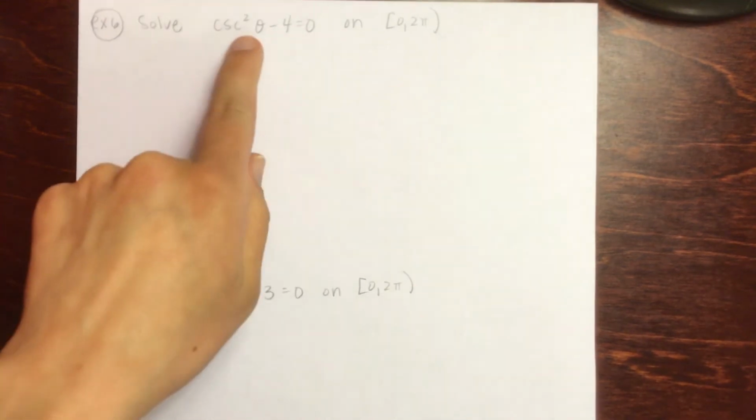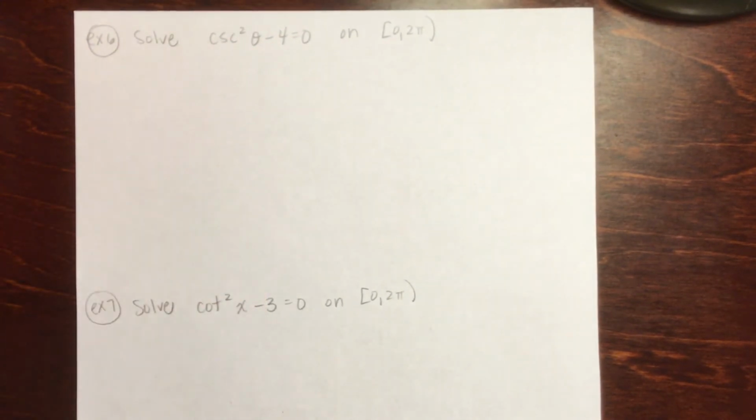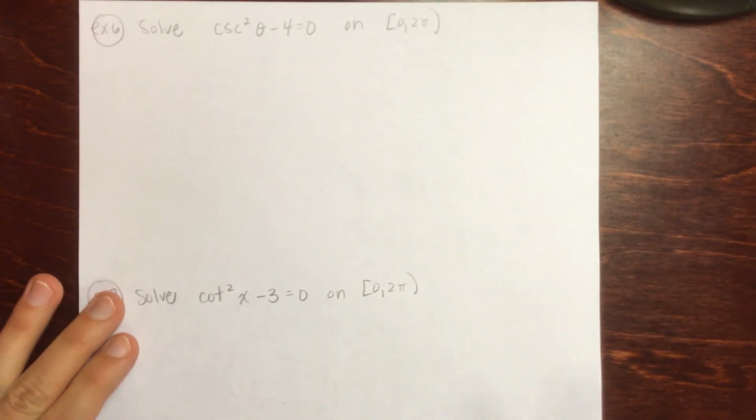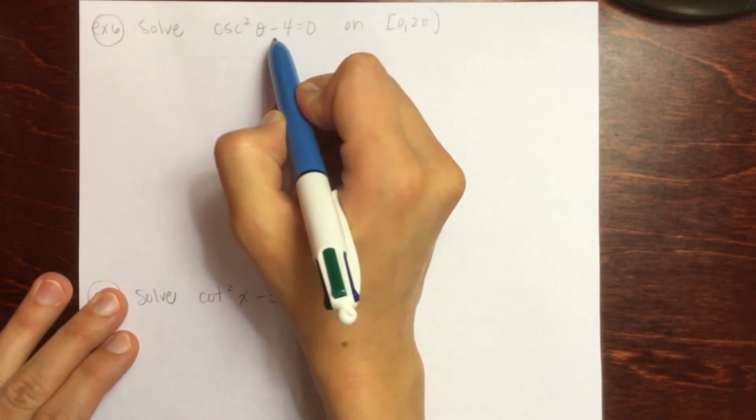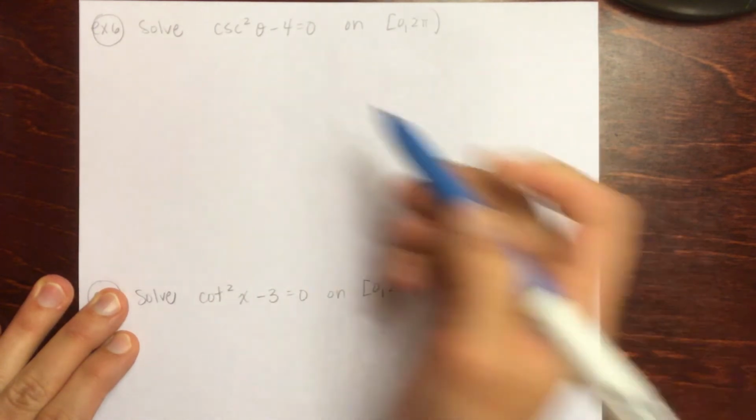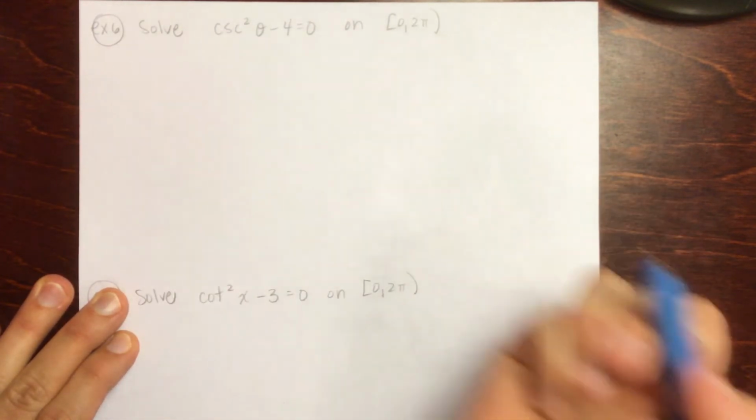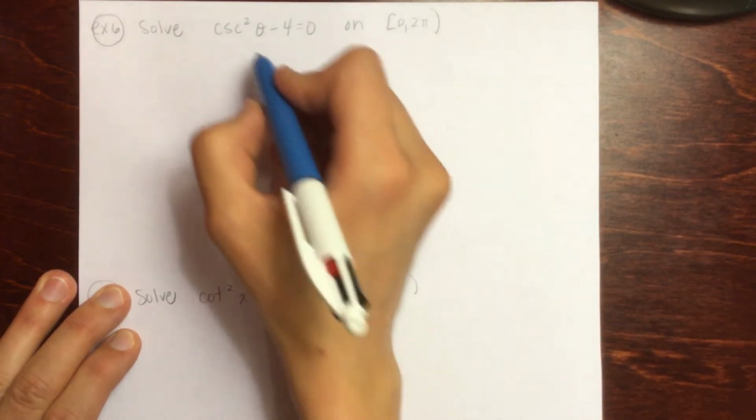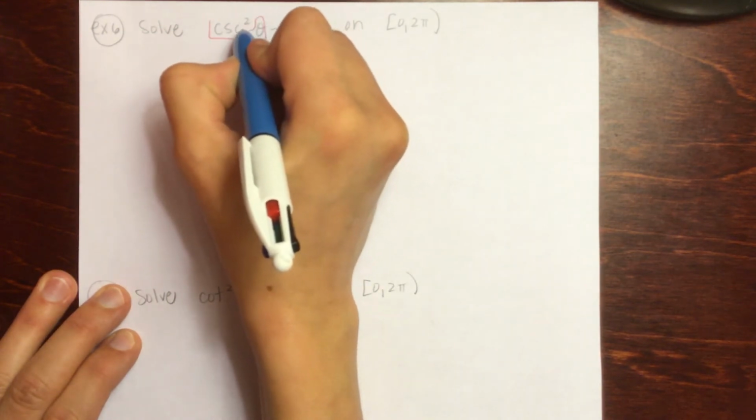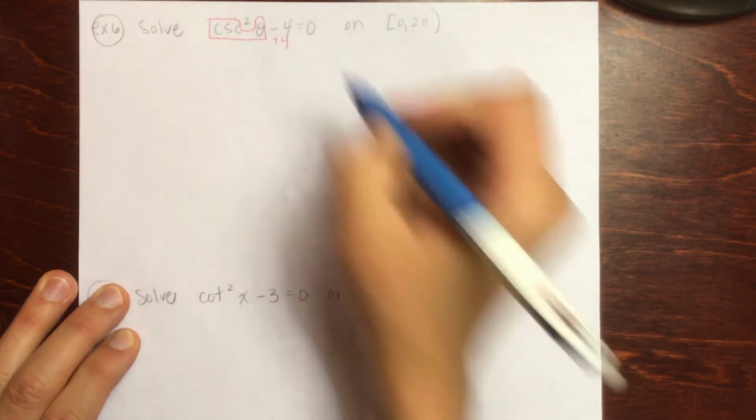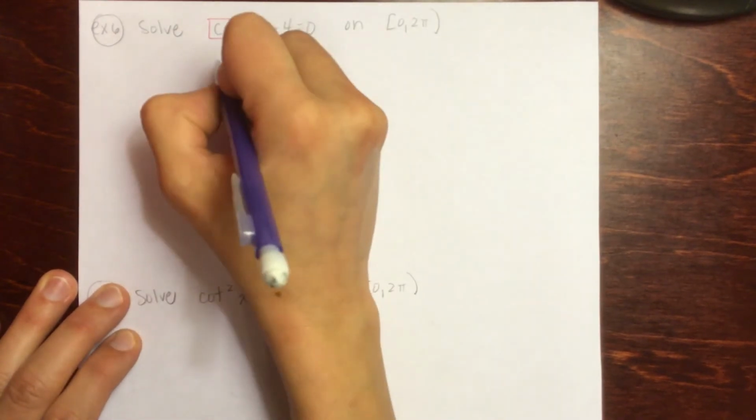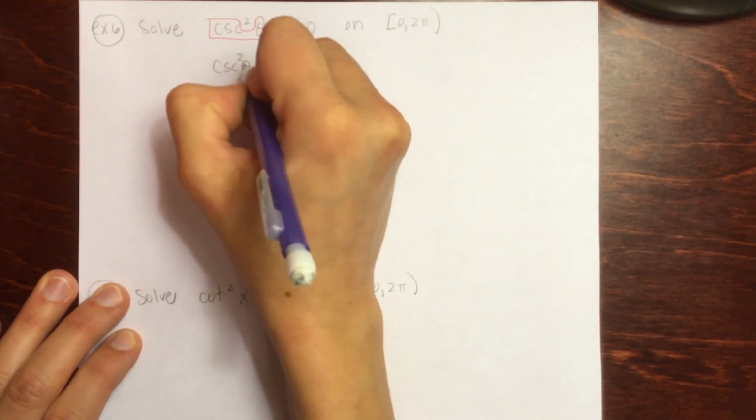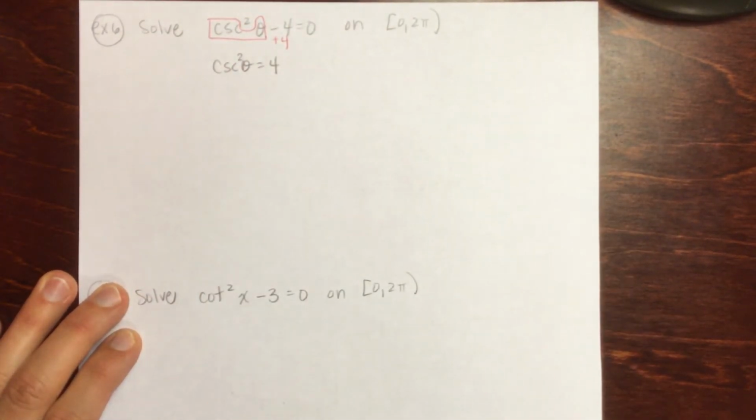Because now we have a squared here. You could solve this by factoring. This is a difference of squares because I have a minus sign here, and I can square root 4 and I can square root cosecant squared because it's squared. Or you could just isolate this cosecant piece, which means that I would need to add my 4 over to the other side and then square root it.